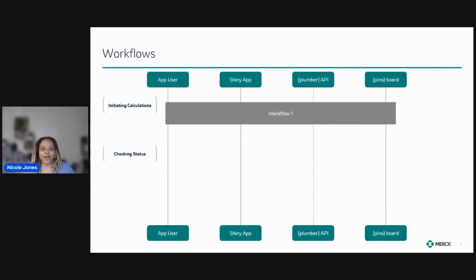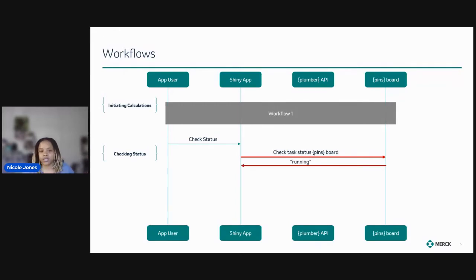For the second workflow, I've submitted my calculations, I've walked away from my computer, come back, and I want to check the status. So the user is going to check status using the Shiny app. The Shiny app, we opted to actually bypass the Plumber API here. The Plumber API is going to be hosting a lot of really difficult computations. So if we can limit what we route through there, the better, the more it can focus on calculating the computations. So we're going to go straight to the pins board, grab that status of running, and then it's going to display that the calculations are not quite ready yet.